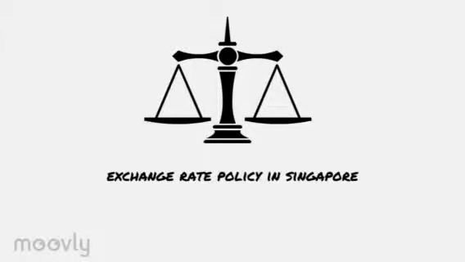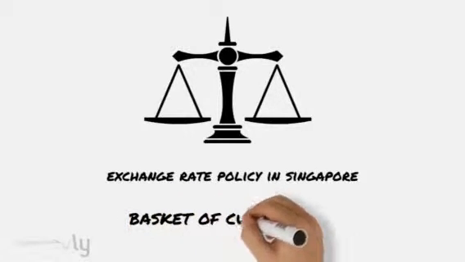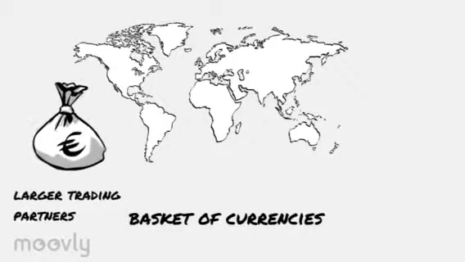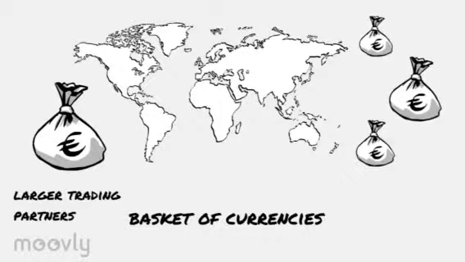First, let us take a look at the exchange rate policy in Singapore. Singapore's exchange rate system is managed against a basket of currencies of our major trading partners and competitors. It is trade-weighted such that the currencies of our larger trading partners bear more weight. This is reviewed periodically and the weight may be changed as our trade pattern changes.